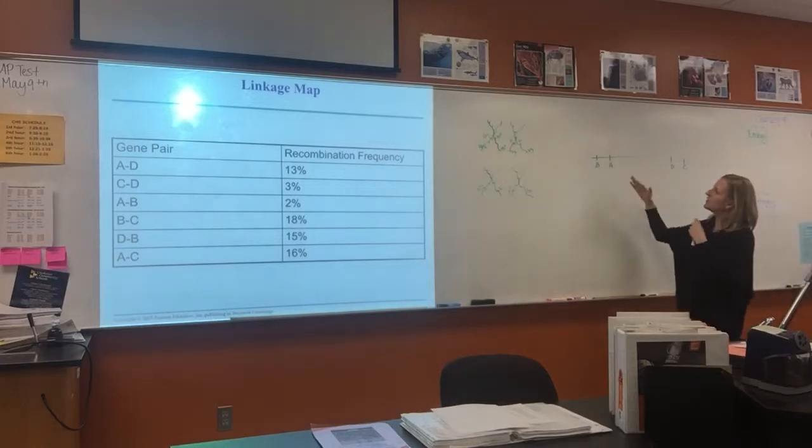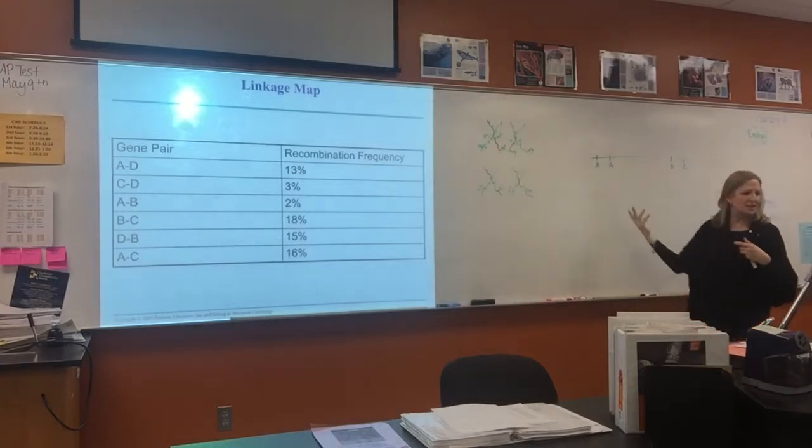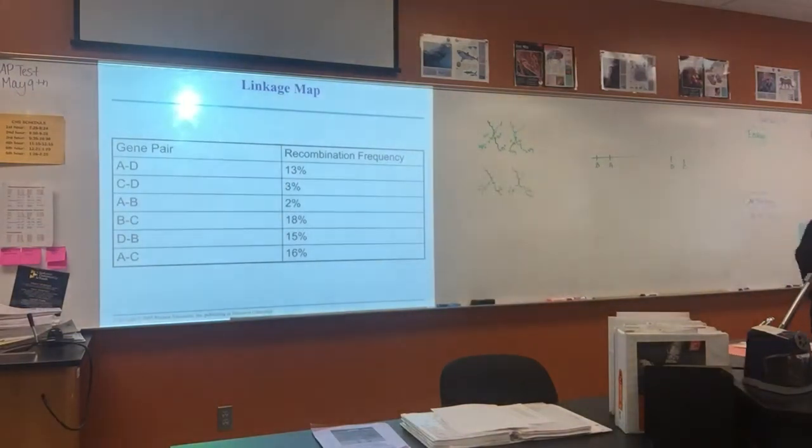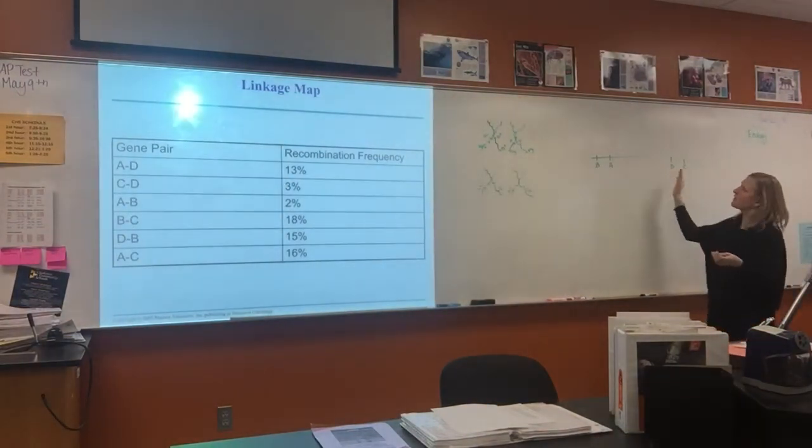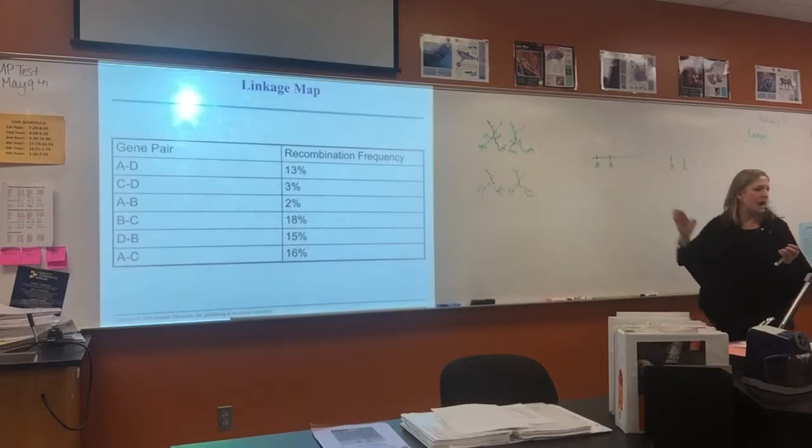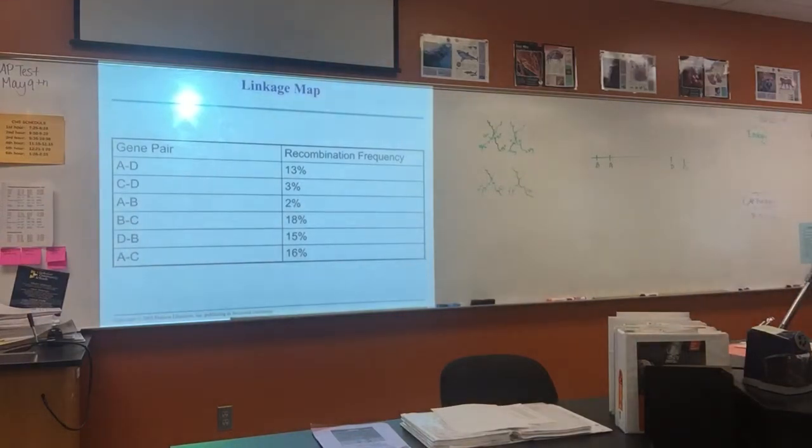And so it gives you, like I said, relative position. So you know the order, and you know that A and D are farther apart than B and A, based upon the frequencies. But we don't know exactly where it's at on the chromosome. All right, got that? All right. So now let's move on.